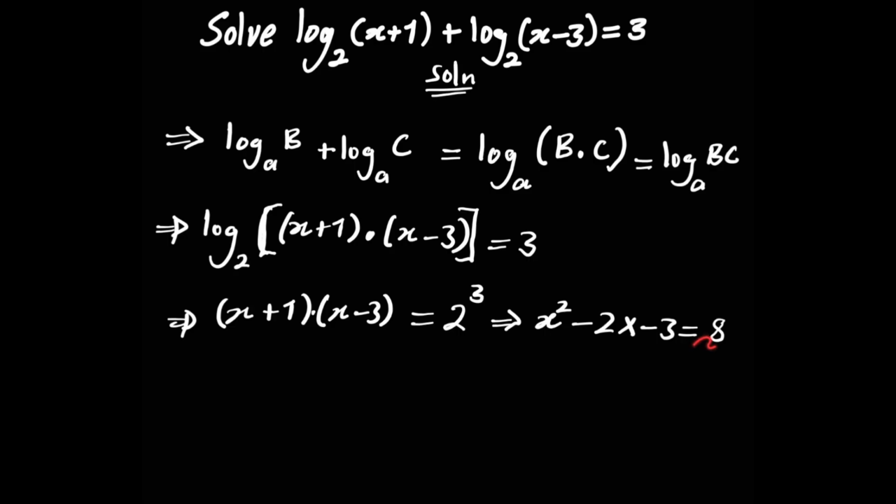Now the next step is that we are going to move this 8 to the left hand side. Of course, the sign will change from 8 to negative 8. We will have now x squared minus 2x. If we bring 8 here, it becomes minus 8. So we have minus 3 minus 8, that is minus 11. So negative 11 is equal to 0. Now we will go ahead and then factorize this equation.